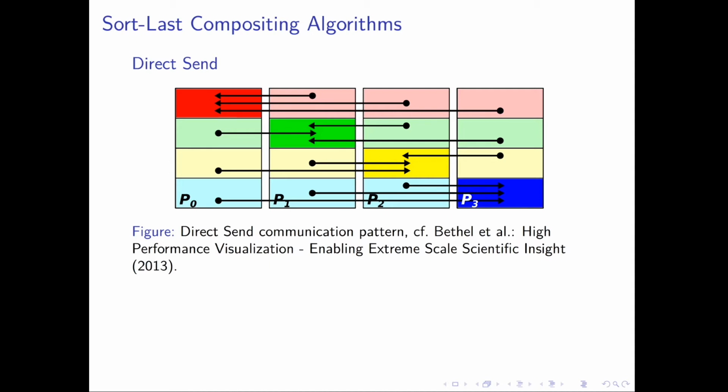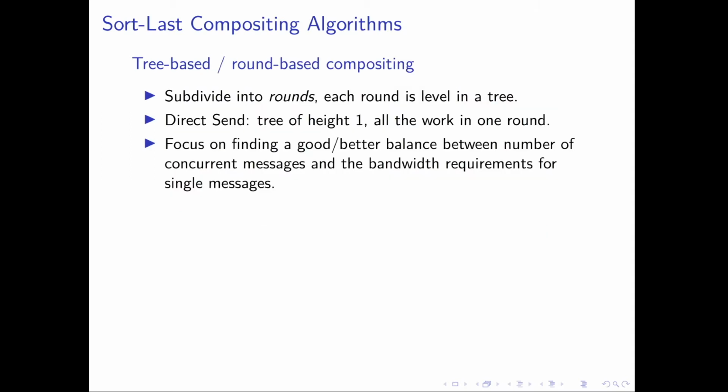And in order to mitigate the effects from lots of concurrent messages, people divide this type of algorithm into rounds. That brings us to a discussion of so-called tree-based and round-based compositing algorithms, where direct send is a special case where the tree that we're operating on has height 1. In general, we'll have a tree of rounds where each round represents a level of the tree. The focus now is just on finding a good balance between the number of concurrent messages that are sent and the bandwidth requirements that are necessary for a single message.